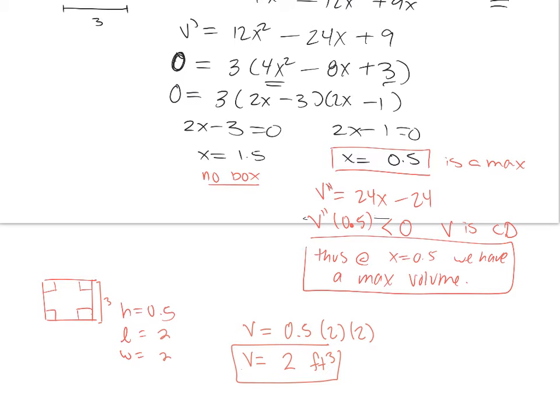You could technically plug 0.5 into your V function, but I think that's harder. Does that make sense? Okay, example 6 is also a box, right?